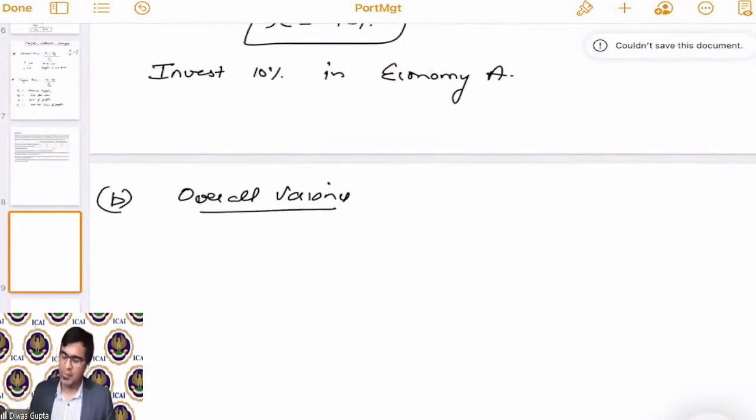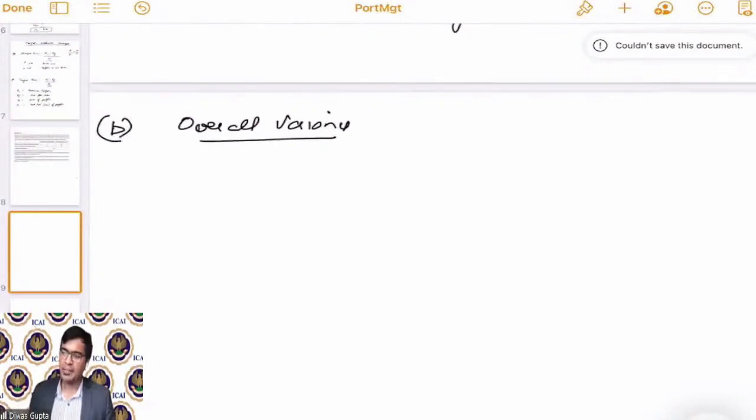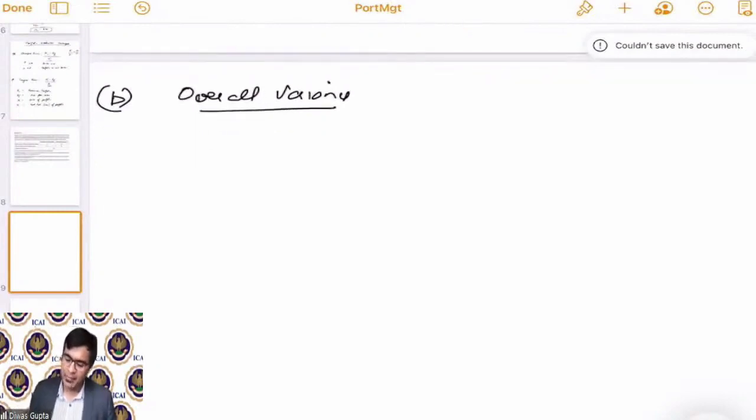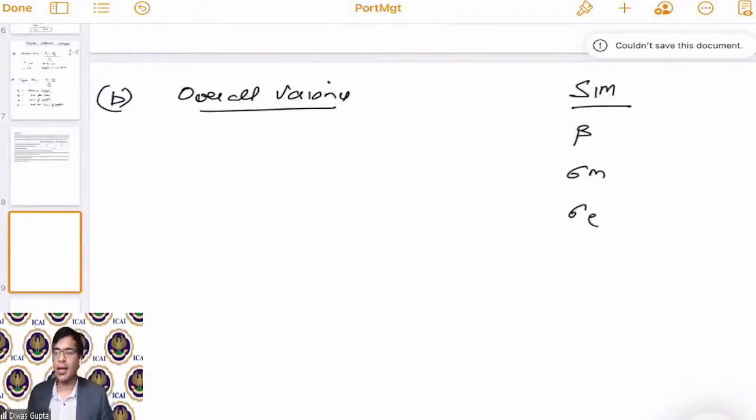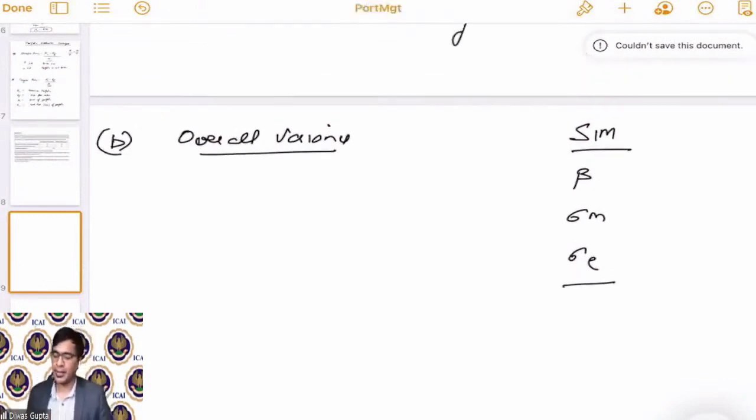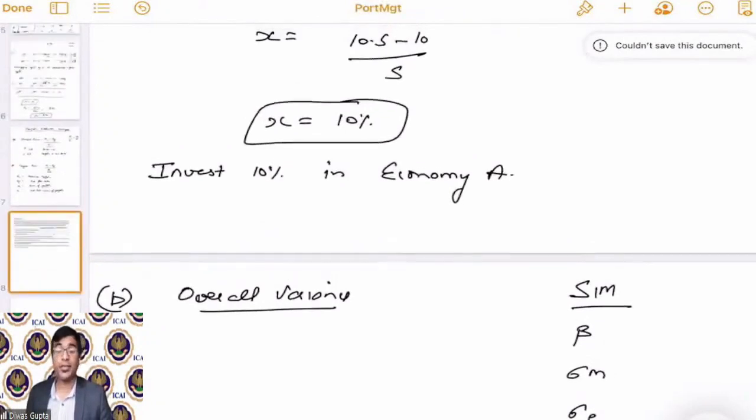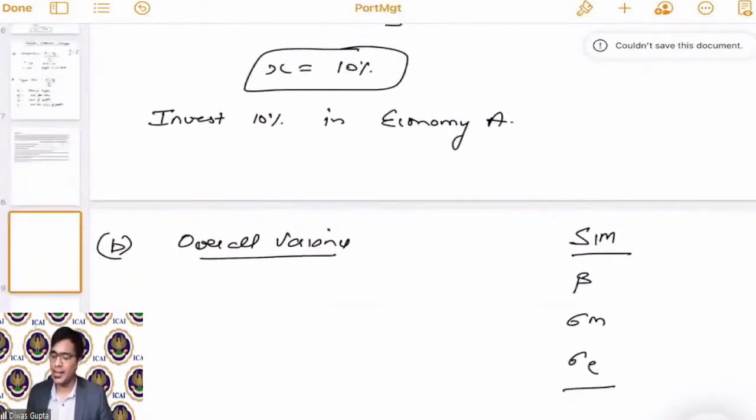Okay, so let me take it. Meanwhile, if any one of you is responding. So we have studied that for calculating the SIM, we need beta, we need standard deviation of market, and we need standard deviation of the unsystematic risk. Correct? All these things are not there in this. The standard deviation of market and beta is not there. Hence, we will follow the MPT only, which is the Markowitz portfolio theory.